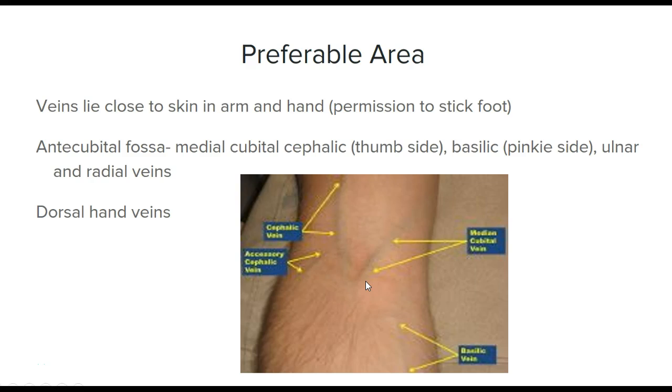But basically, any of those veins in the antecubital area on this side, the other side of the elbow, is where we stick. The best veins are there. It hurts less, and it's just the easiest place to stick the patients.